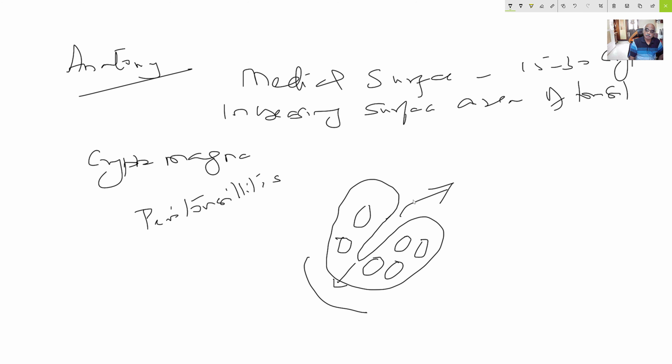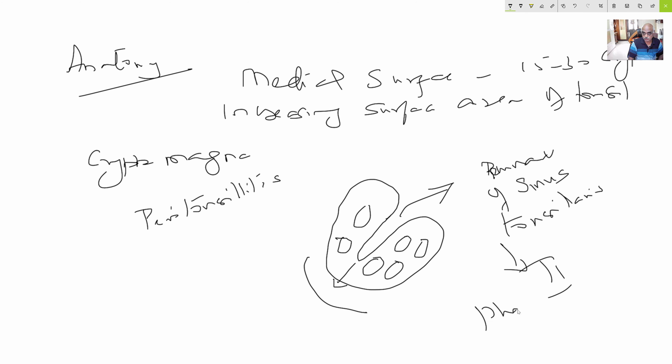Embryologically speaking, the crypta magna is considered to be a remnant of the sinus tonsillaris, which happens to be a small ventral portion of the second pharyngeal pouch. So this crypt has its origin from the persistent sinus tonsillaris, a ventral portion of the second pharyngeal pouch.